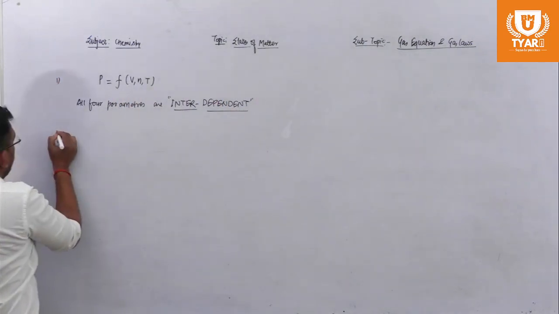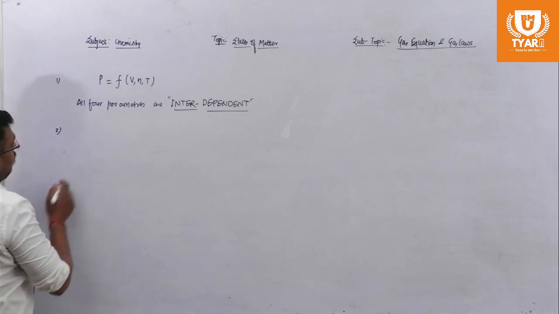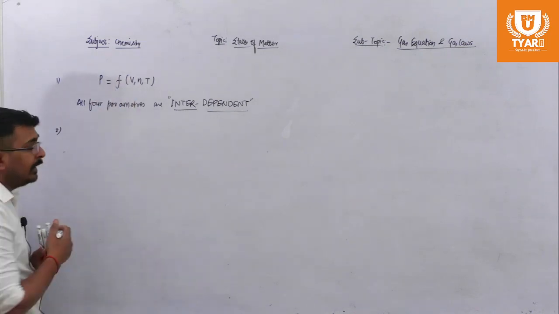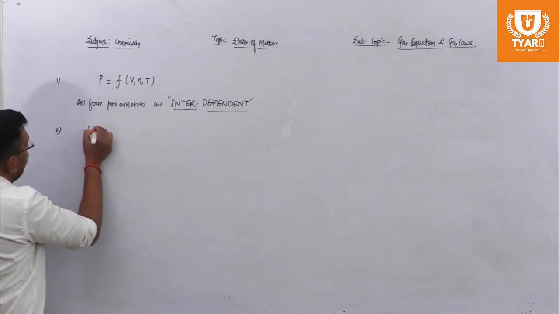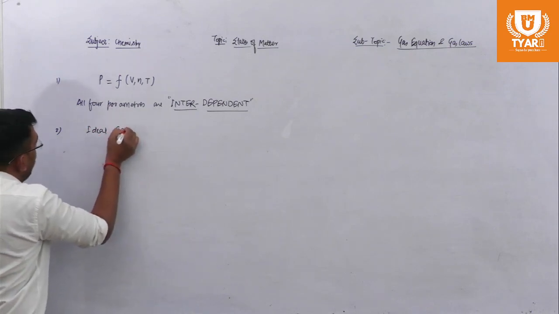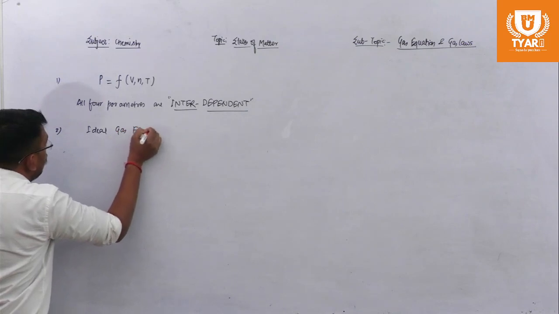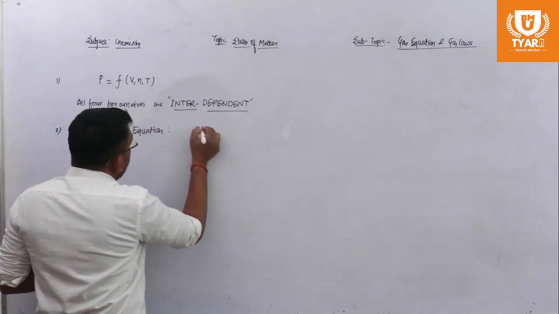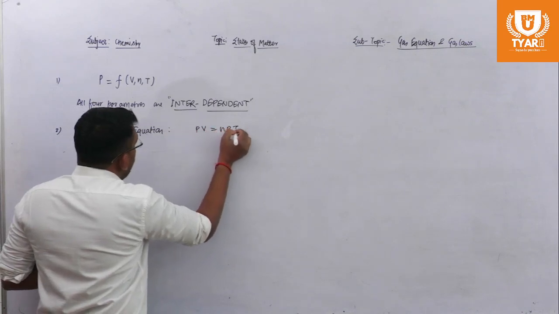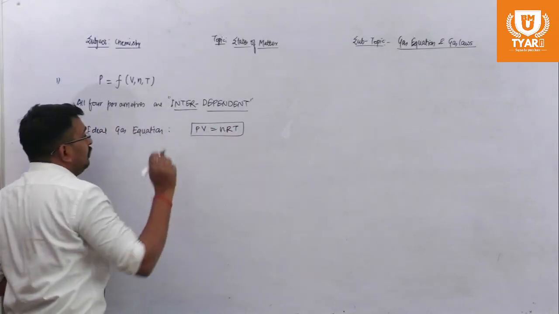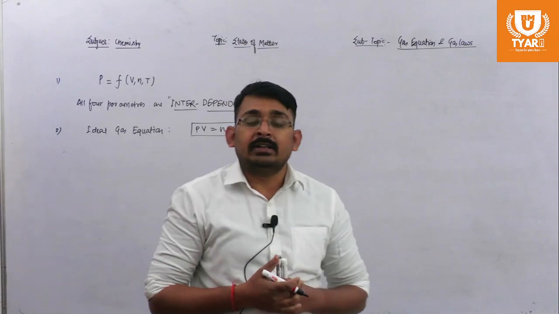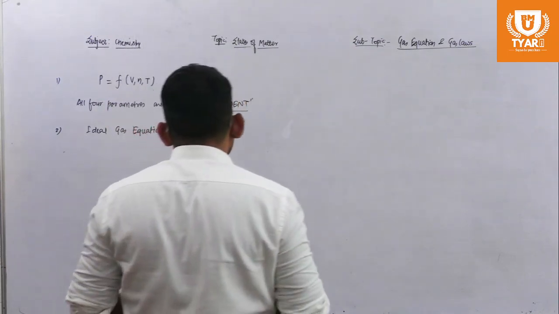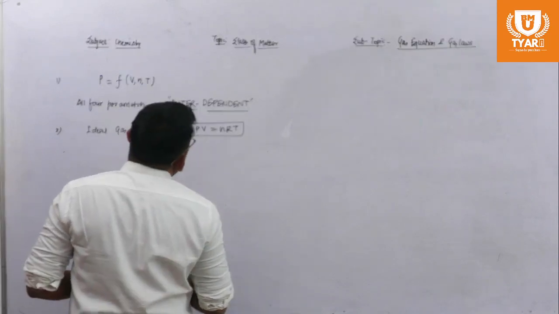The one thing I want to make clear is how they are connected. They are connected in an equation called the ideal gas equation. Which equation? Ideal gas equation. And how are they connected? This is PV equals nRT. Pressure multiplied by volume is equal to number of moles into R into T.